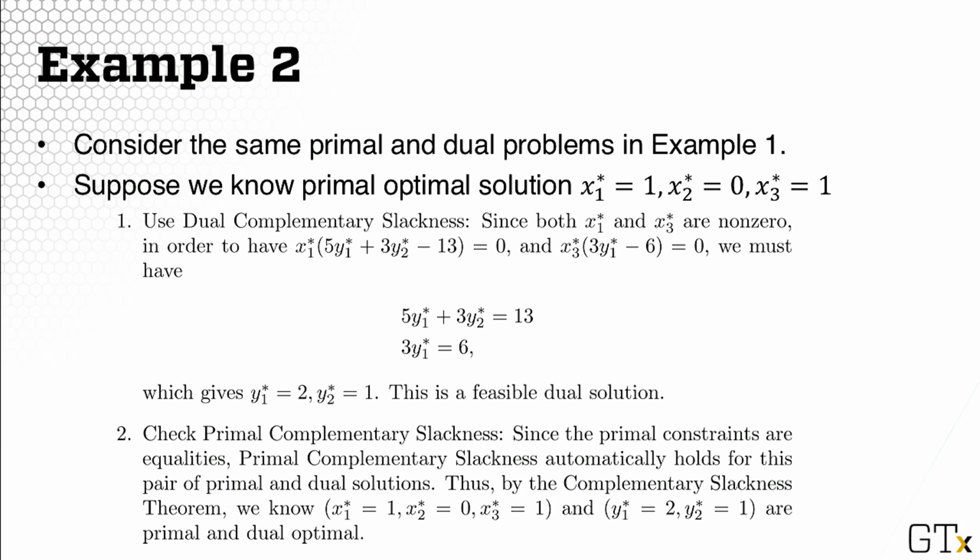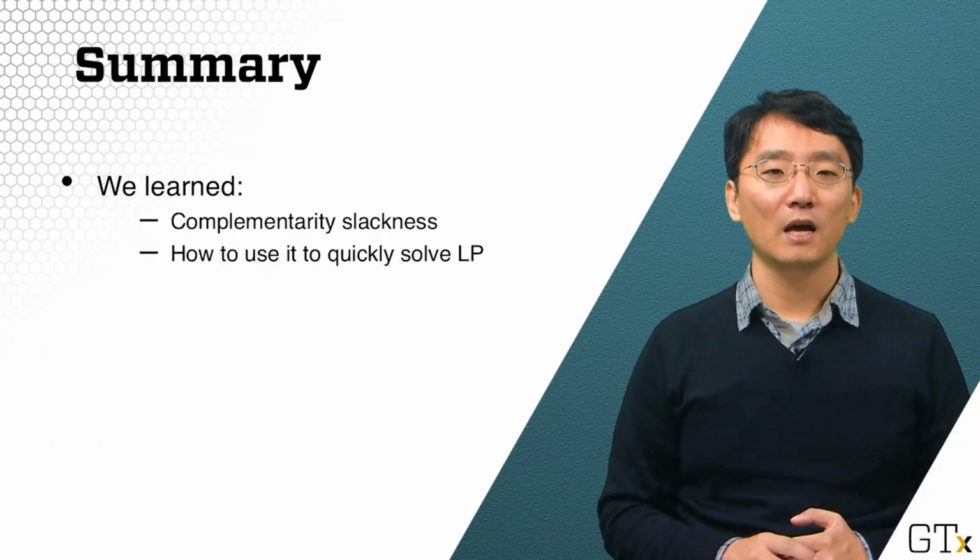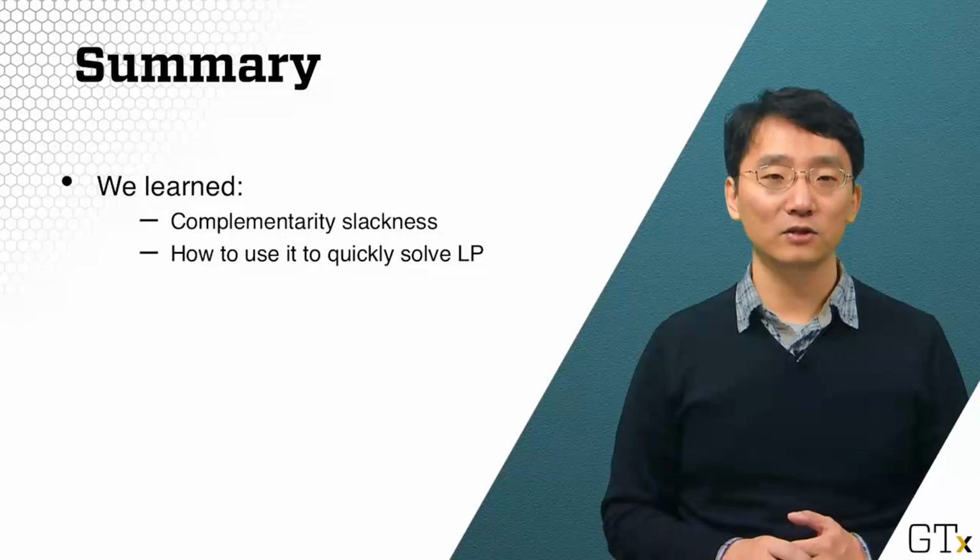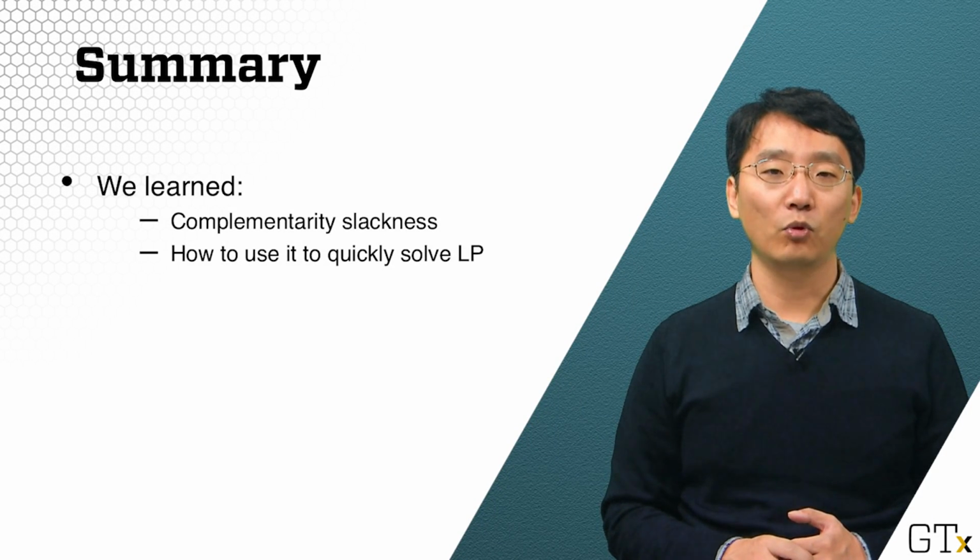So this demonstrates how to use complementary slackness to give us useful information about the primal and dual optimal solutions. Let's summarize. We learned the complementary slackness condition as an equivalent condition to certify that a feasible solution x, y is optimal, and we have learned how to use it to quickly solve a linear program. So this concludes our discussion on the linear programming theory part.